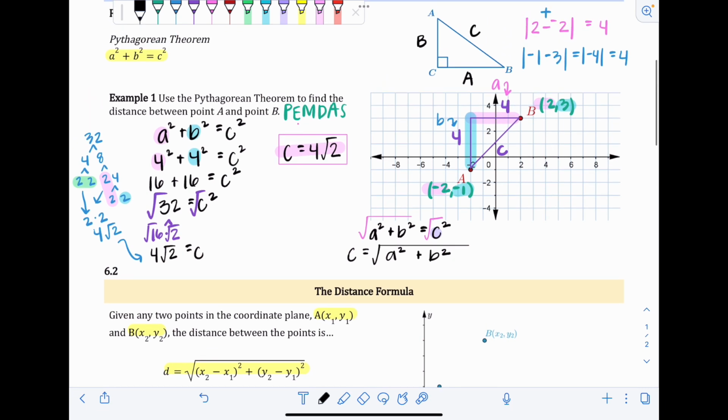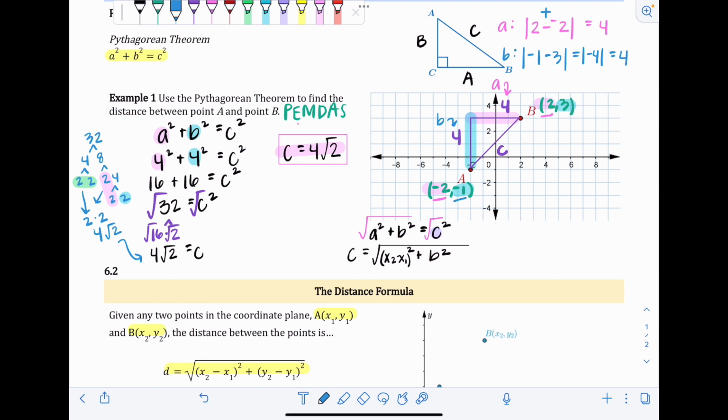And then if we look back at how we found each side, we found a, the side highlighted in pink, by subtracting the 2 x coordinates, so 2 minus negative 2. So instead of a, I can write that difference, because that's exactly how I found a. So it's x2 minus x1, or it could be x1 minus x2. That order doesn't matter. And for b, that's the side highlighted in blue that we found by subtracting the 2 y coordinates.